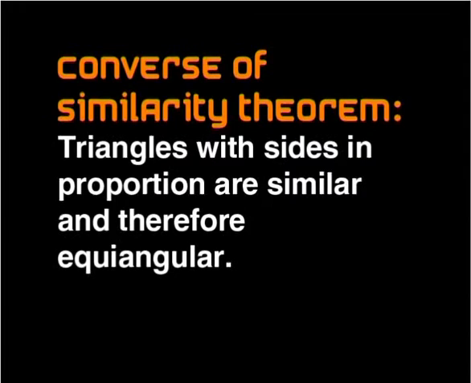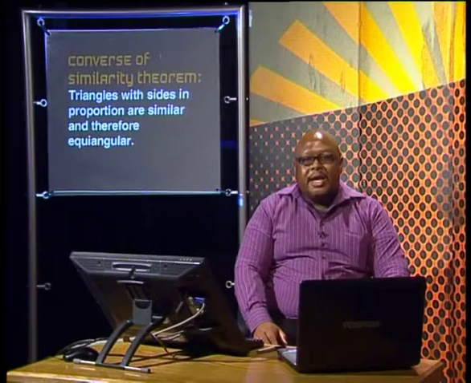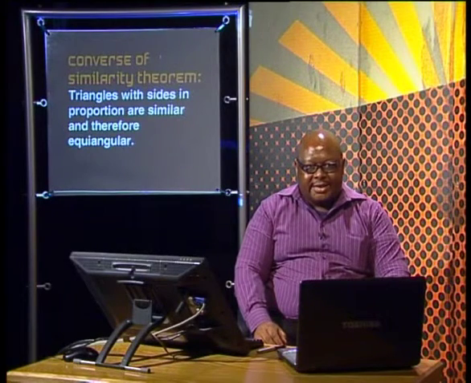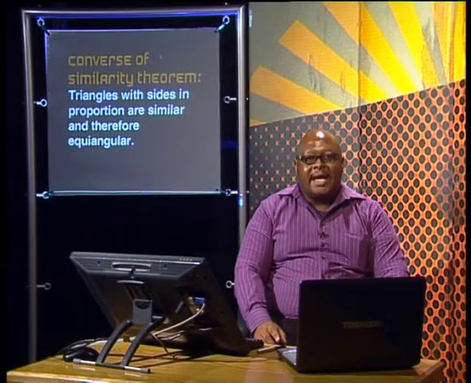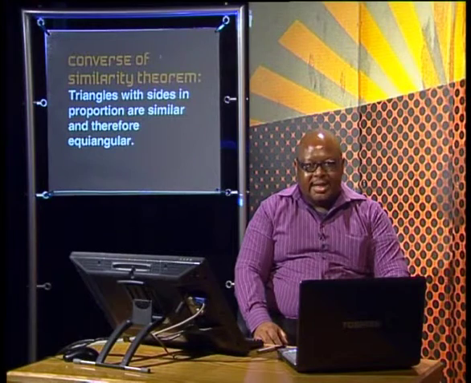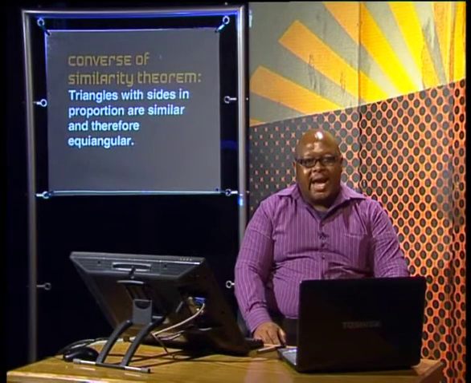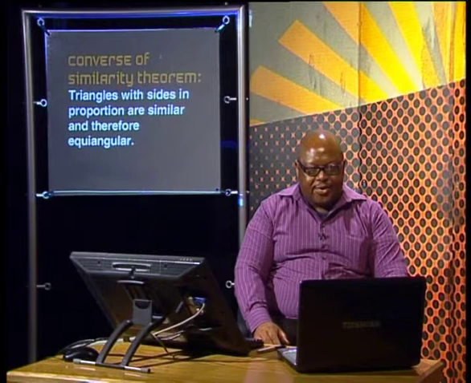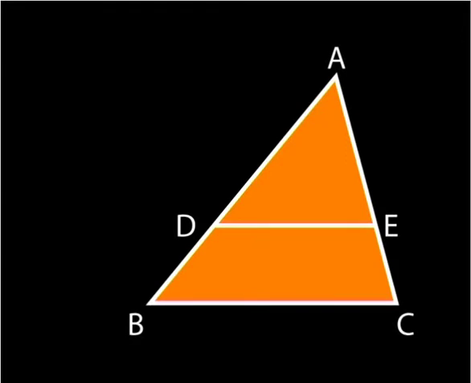The statement of the converse is: triangles with sides in proportion are similar and therefore equiangular. So if you have two triangles and you know that their sides are in proportion, then you can prove that the triangles are equiangular. In this diagram, we look at two triangles where one is contained in the other.